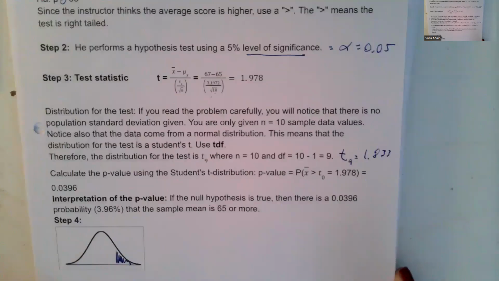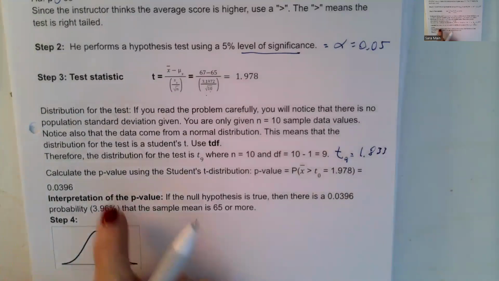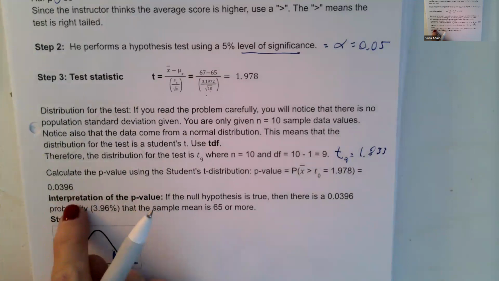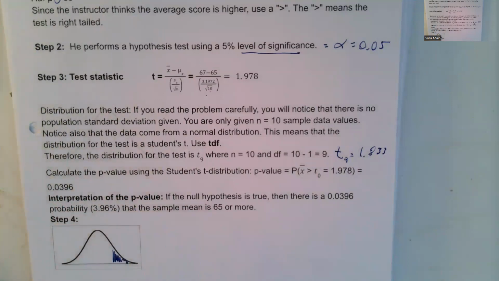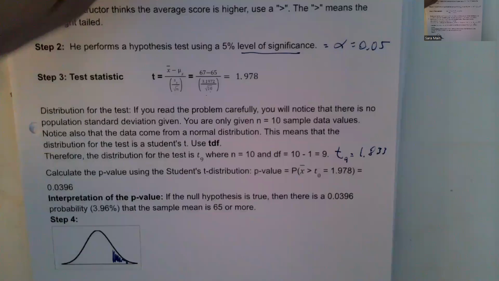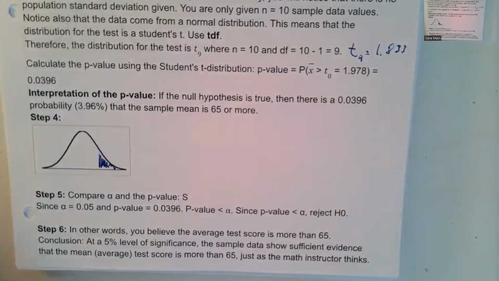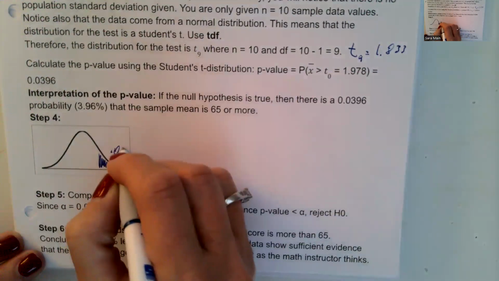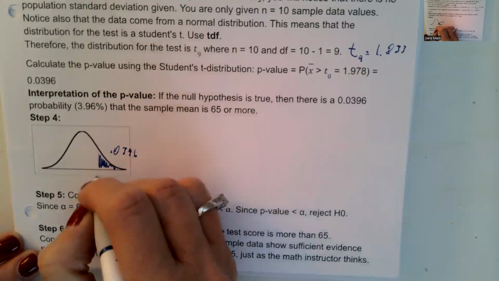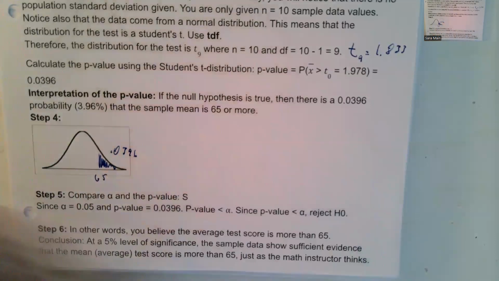Now I'm going to go back to my paper for a moment and show you where we got the p-value. Interpretation of the p-value: if the null hypothesis is true, then there is a 3.96% chance that the sample mean is 65 or more. That's smaller than 5%. So in step 4, we would draw it here. The p-value is 0.0396, the probability of being bigger than 65.